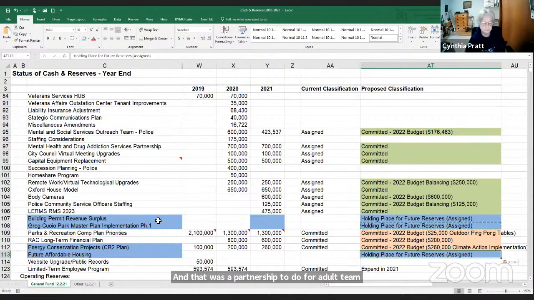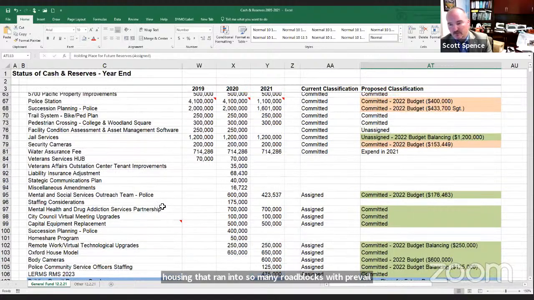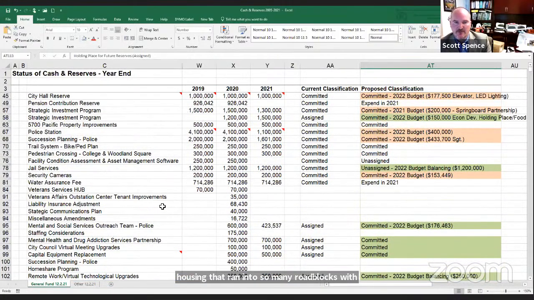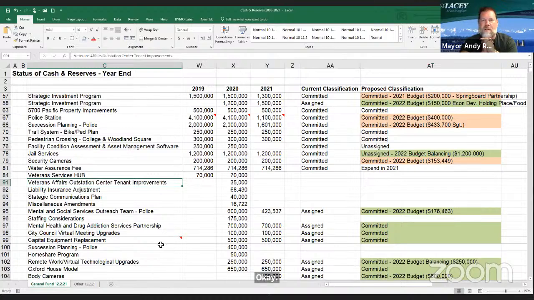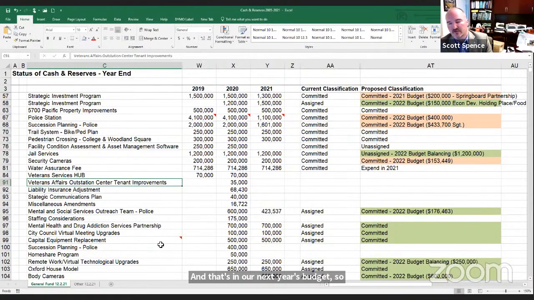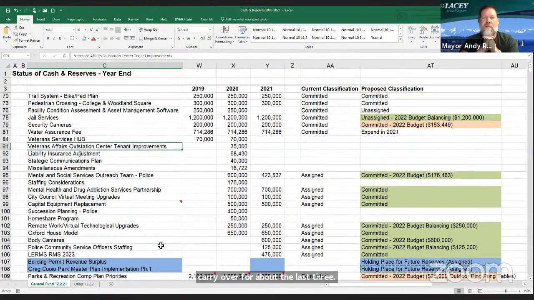Oh, that's right. And as you recall, that ran into so many roadblocks with prevailing wage. We were going to build at one point, and that became cost prohibitive. So now we've decided to hopefully just secure and buy a home. Okay. And that's in our next year's budget? So it's been in carryover for about the last three years. Continue to carry that over as a committed reserve.